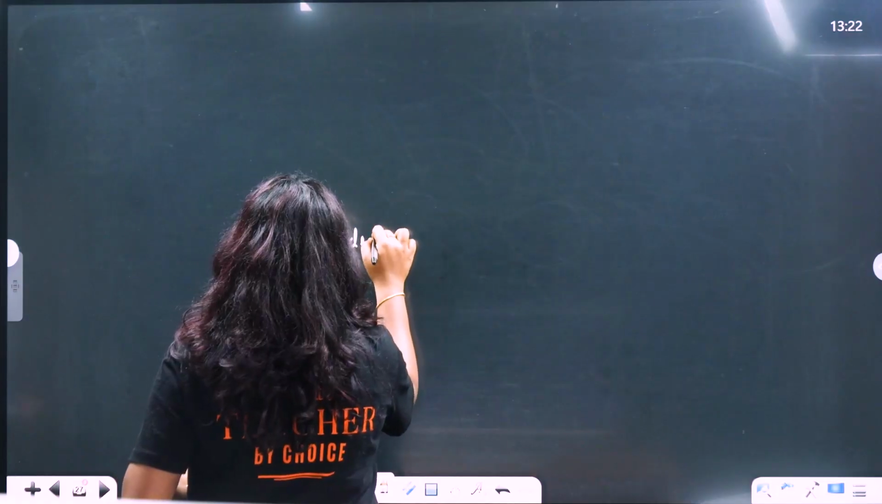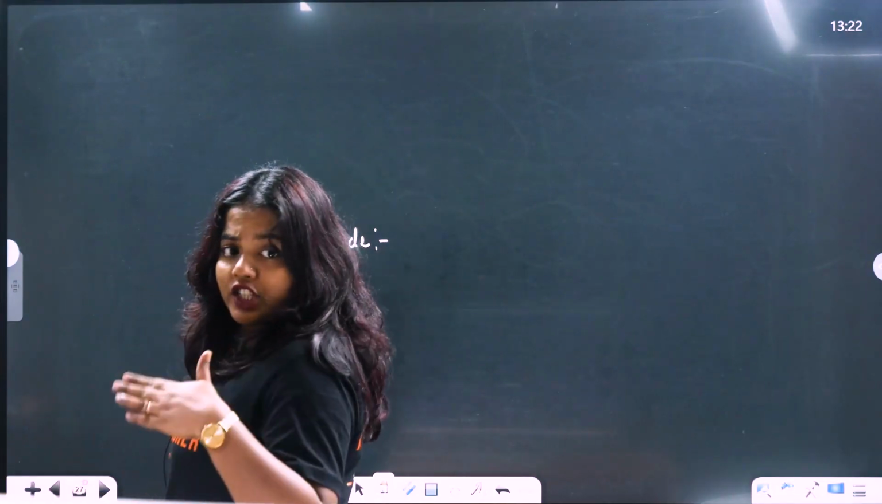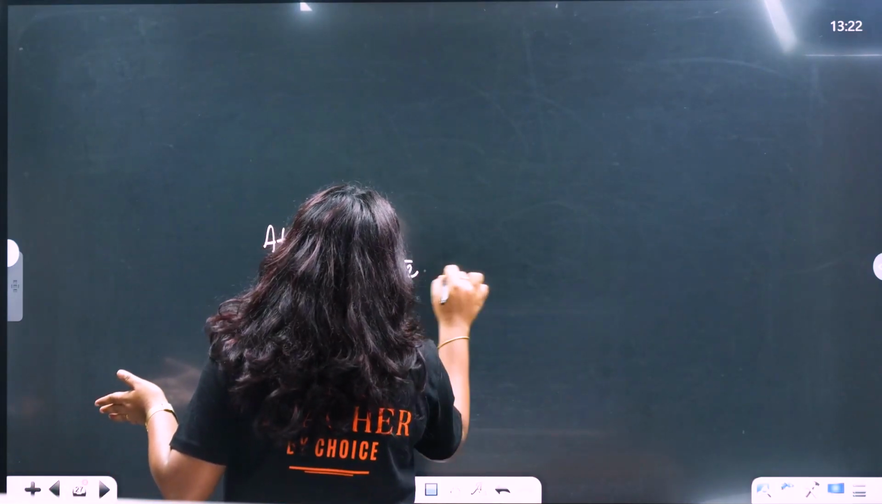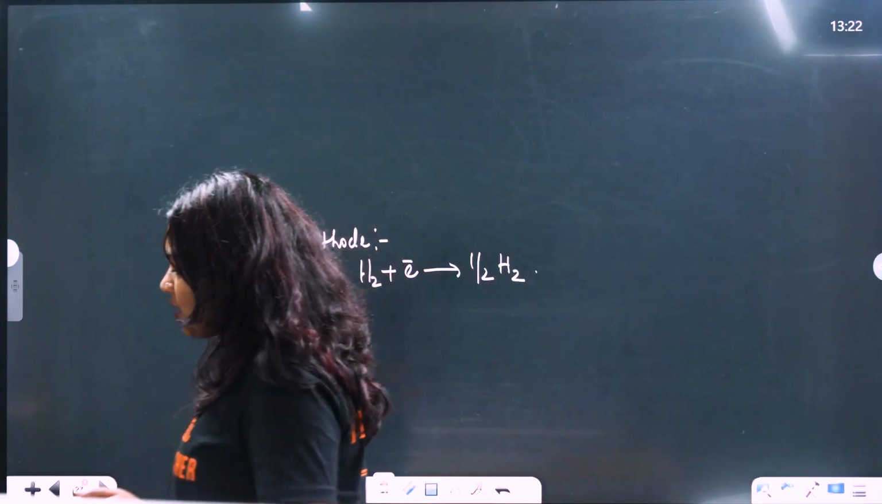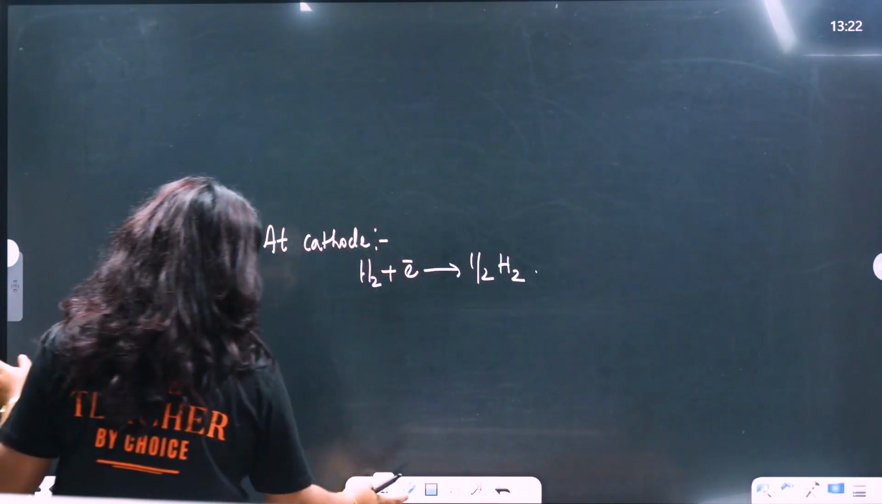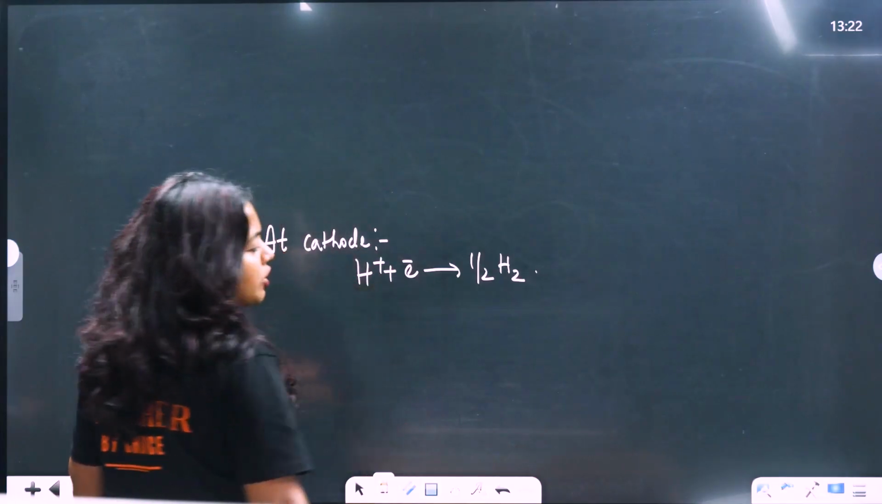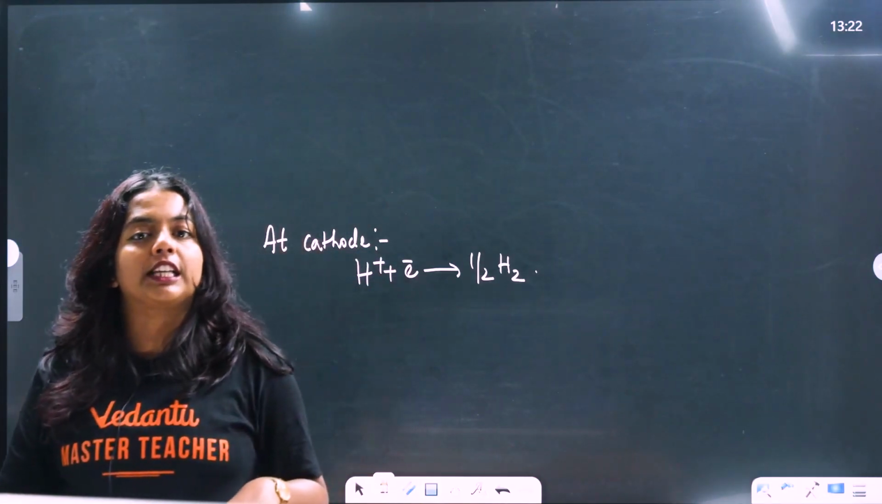At the cathode, you know that we have taken the hydrogen, right? So hydrogen will be accepting the electrons. It was actually, one second, it's not H2, it was actually H plus. H plus accepts an electron and turns into half H2. So what will be happening in the cathode?